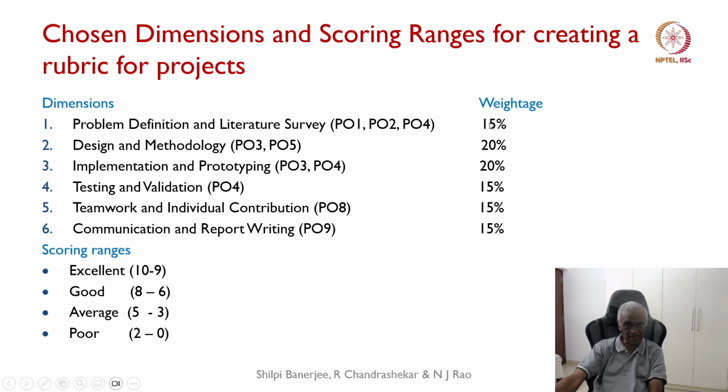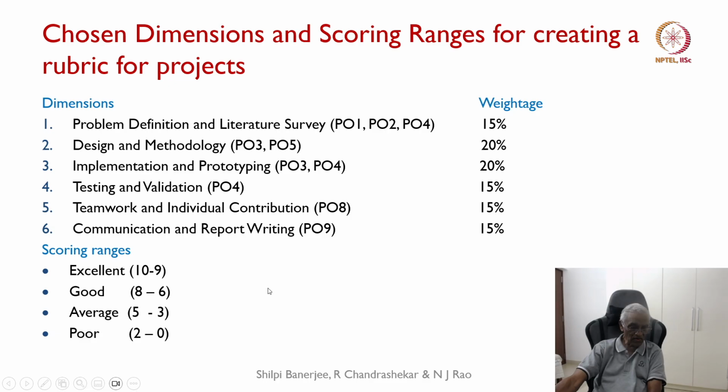In this, we have slightly used different weightages. First one 15%, 2 and 3 20% each. The remaining ones carry 15% each. So you have to compute the weighted average for each evaluation. And then we have chosen 4 scoring ranges: excellent, good, average and poor. Excellent is 10 to 9, good is 8 to 6, average is 5 to 3, poor is 2 to 0. So when you are meeting all the requirements of excellent, how many marks do you want to give between 10 and 9? That becomes a subjective judgment of the evaluator.